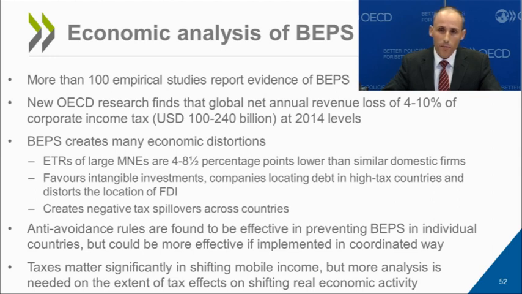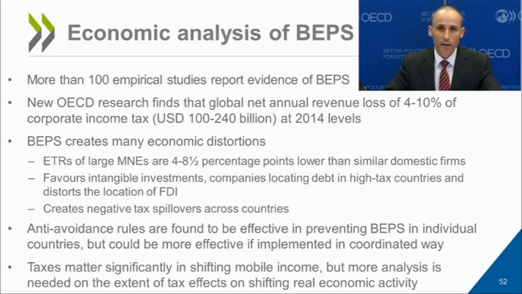It's worth noting that BEPS creates many economic distortions, and some of the distortions that the research presented in the Action 11 report demonstrate are the differences in effective tax rates between large multinational enterprises and similar domestic firms. We see a difference of 4 to 8.5 percentage points in terms of the effective tax rates faced between those two different types of entities. Obviously, that has impacts in terms of competition. We find that BEPS favours intangible investments, it favours companies locating debt in high tax countries, and it also distorts the location of FDI. And importantly, BEPS creates negative tax spillovers across countries.